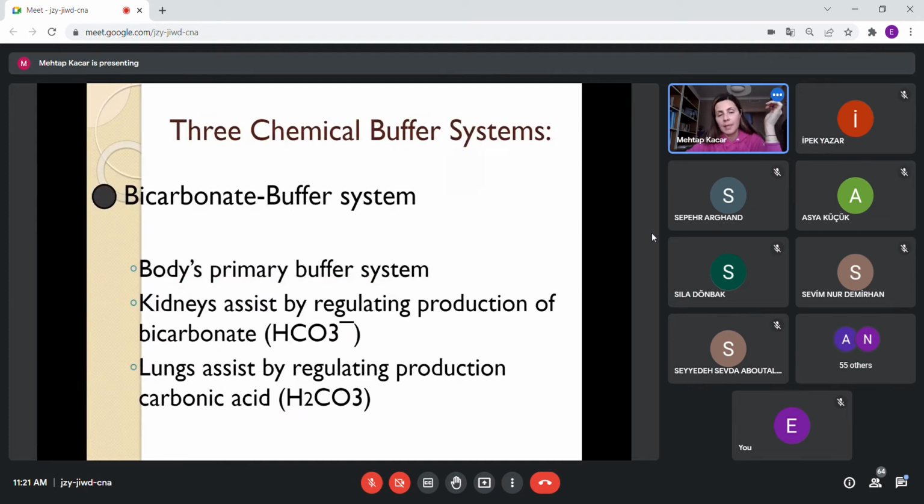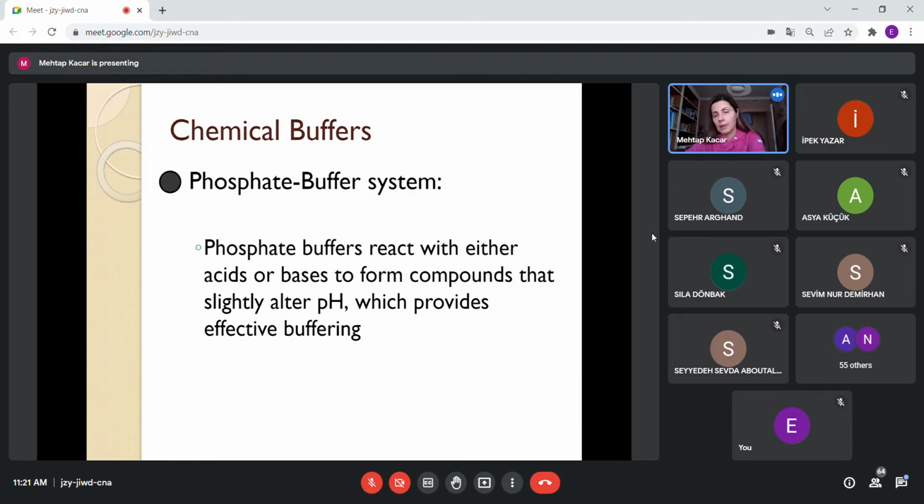Bicarbonate buffer system. This system is the primary buffer system for us. Kidneys assist by regulating production of bicarbonate ion for the bicarbonate buffer system, and lungs assist by regulating production of carbonic acid. Phosphate buffer system, another system. The phosphate buffer system reacts with either acids or bases to form compounds that slightly alter pH. This is also a very effective buffer system.